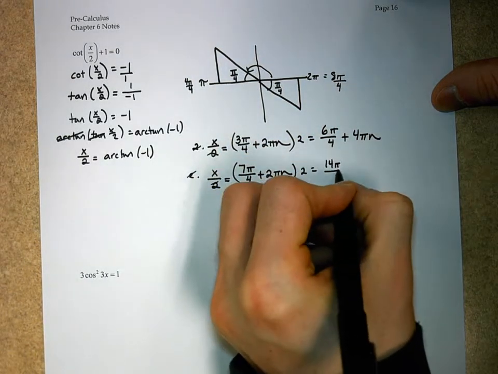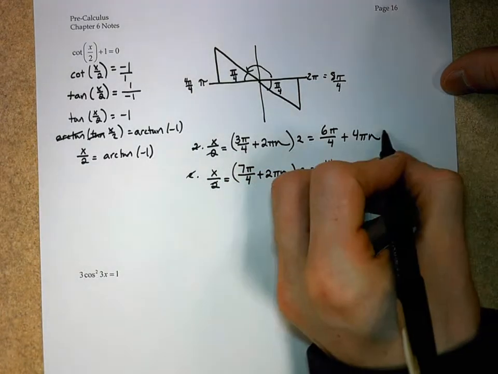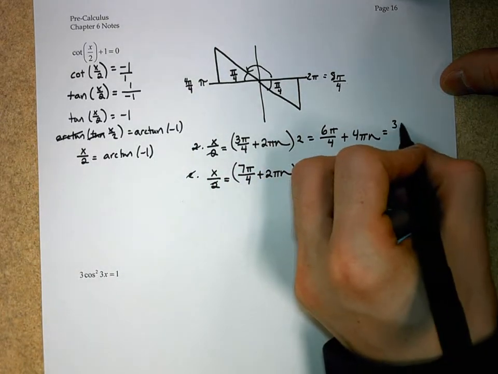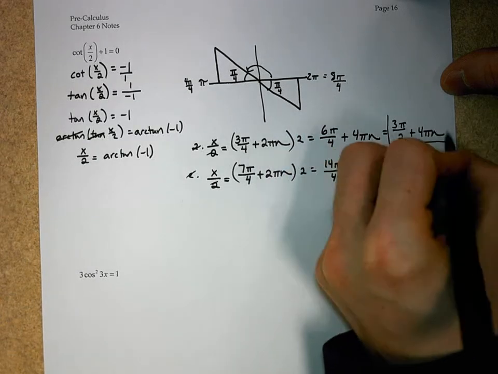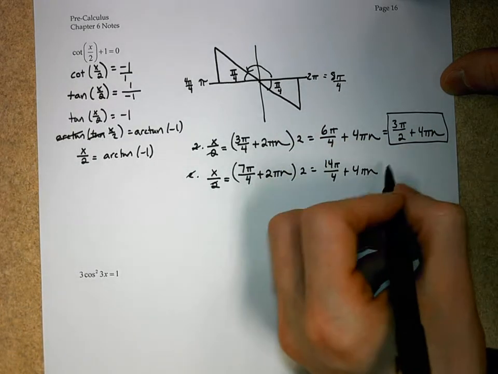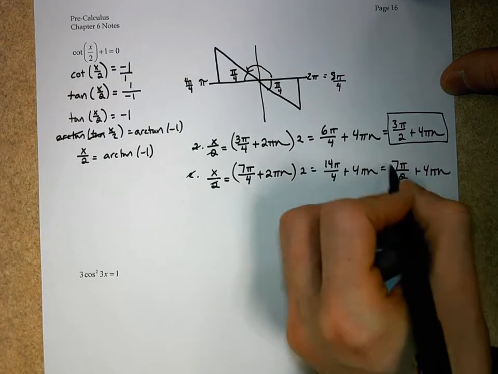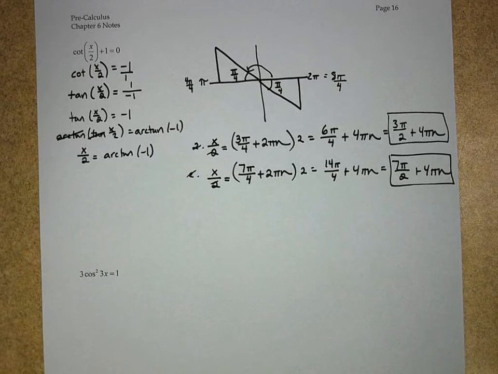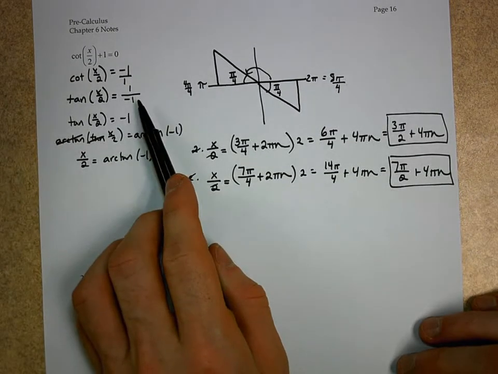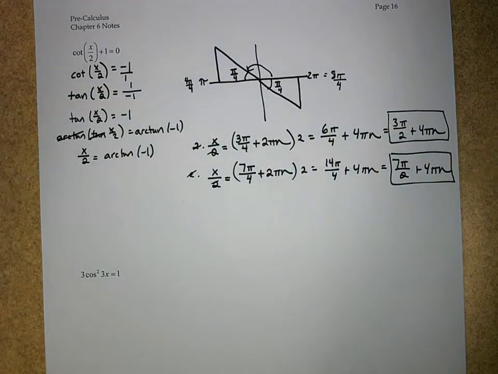This here would be 14 pi over 4 plus 4 pi n. And then that fraction reduces to 3 pi over 2 plus 4 pi n for my first solution. And then my second solution there is 7 pi over 2 plus 4 pi n. So the big key on that one is realizing that when you take the reciprocal, you take the reciprocal of your answer, not the reciprocal of what's inside the function.